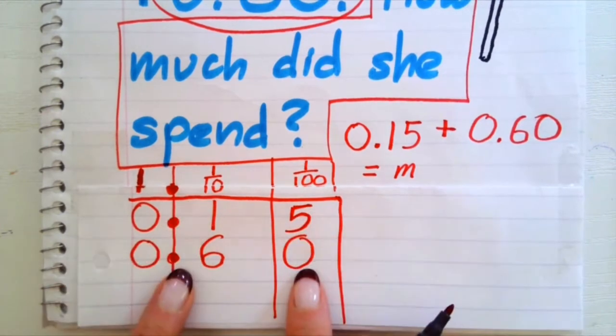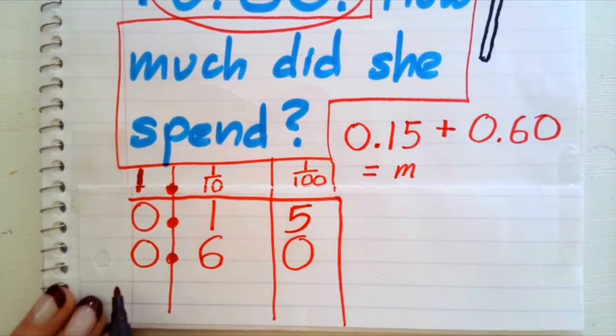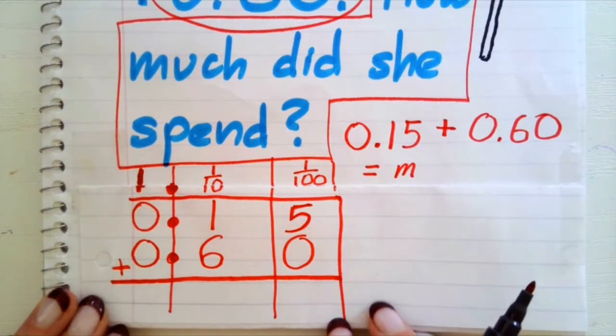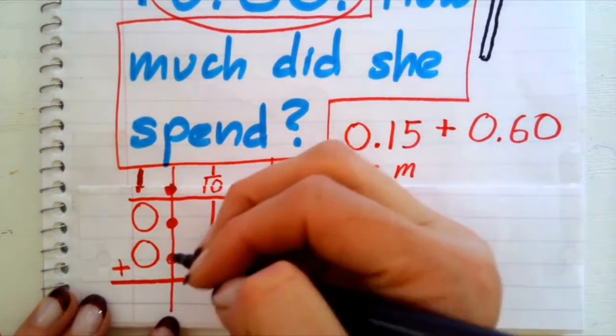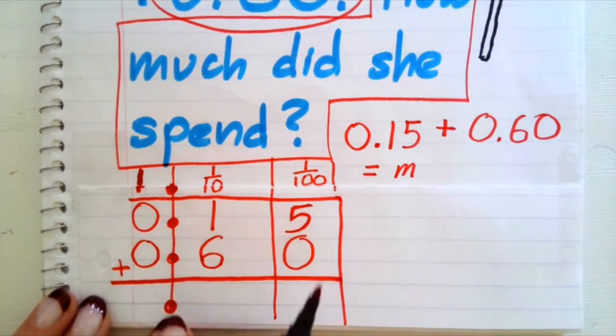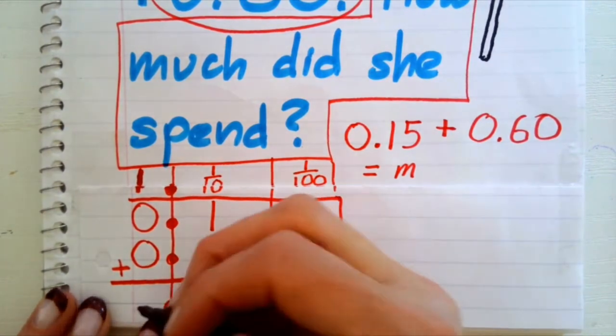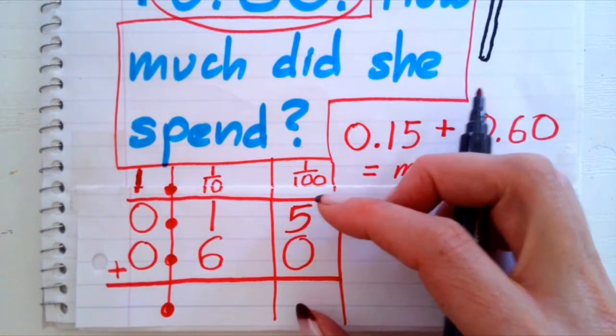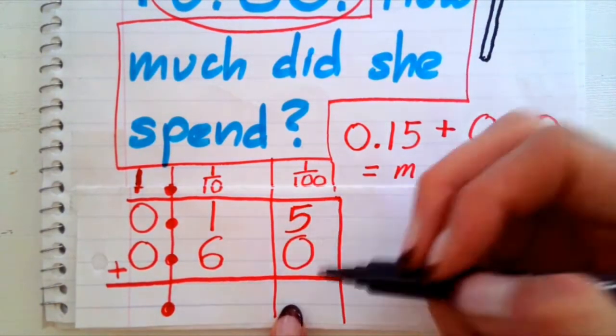Now we will add these together. We can use the standard American algorithm, just the way we add regular whole numbers. The important thing is to bring that decimal point down and keep it where it is. Starting with the smallest place value, which in this problem are the hundredths.